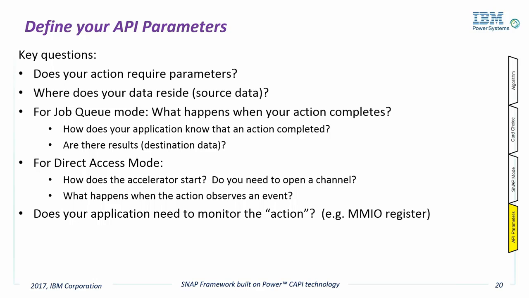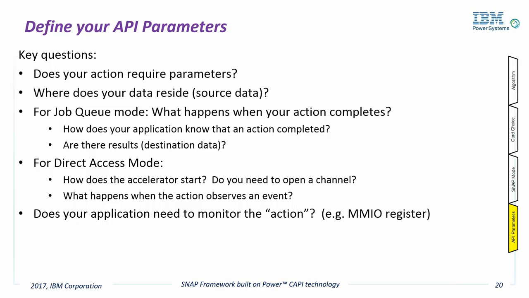Depending on the Snap mode that you chose earlier, there are specific questions needed to define the API. For job queue mode, where there are individual jobs, each with explicit start and end, each accelerated function call will simply return when the work has completed. If there are results, the action will return them in the predefined return value area, or it will store them to a specified destination location. Just like with source data, you can specify any of the different location types, address and size.